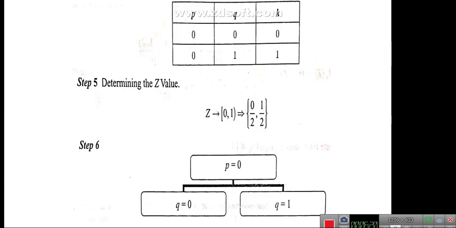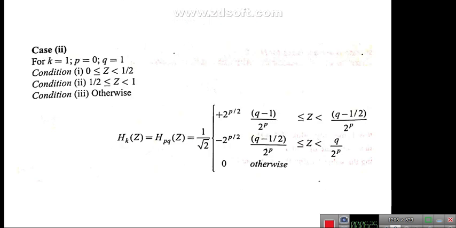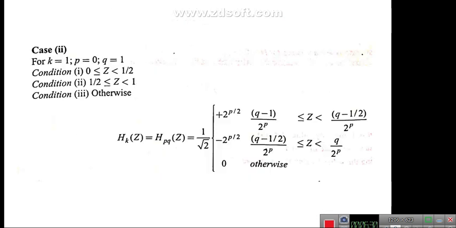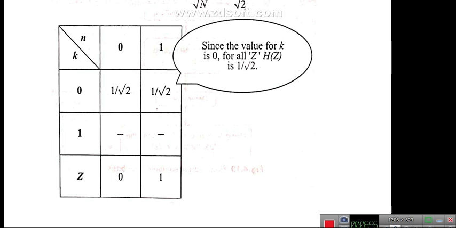Then one more thing, the other k value is 1. Okay. So here k is 1 means the corresponding p and q combination is p 0 and q 1. So here k equal to 1, p 0 and q 1. Just apply the p value and q value in this formula. Then what is the corresponding magnitude? 2 power p by 2, so 2 power 0 is 1. So here plus 1 and here minus 1. Then the outside coefficient is 1 by root 2. So just substitute, here 0 and 1.